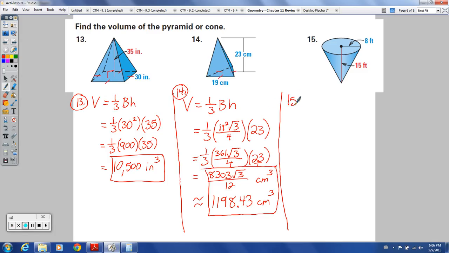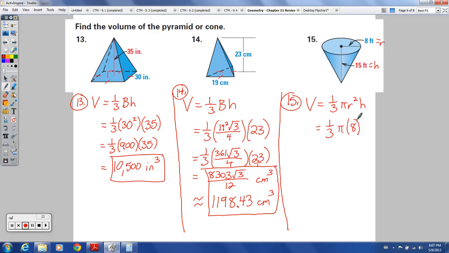And number 15. That is a cone. The volume of a cone is 1/3 base times height still, but the base is a circle, so use pi r squared instead of a capital B. And it looks like that should be pretty straightforward. You are given the radius right here, you're given the height right here. You don't have to figure out the slant height with volume, so no need to do that. You could, but you don't have to here.